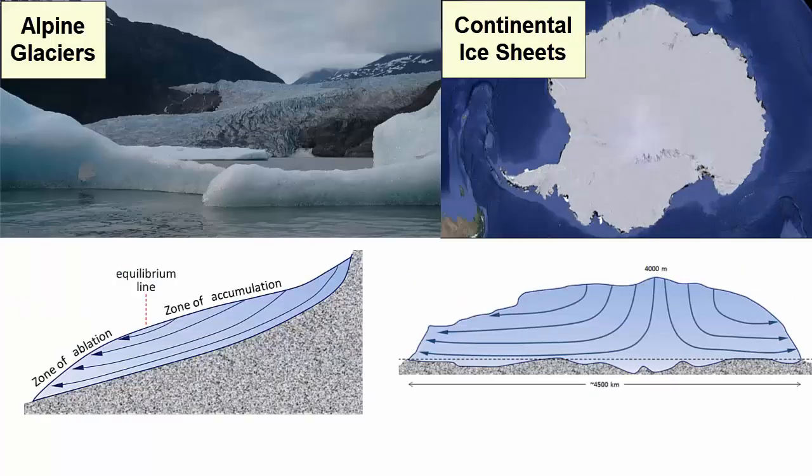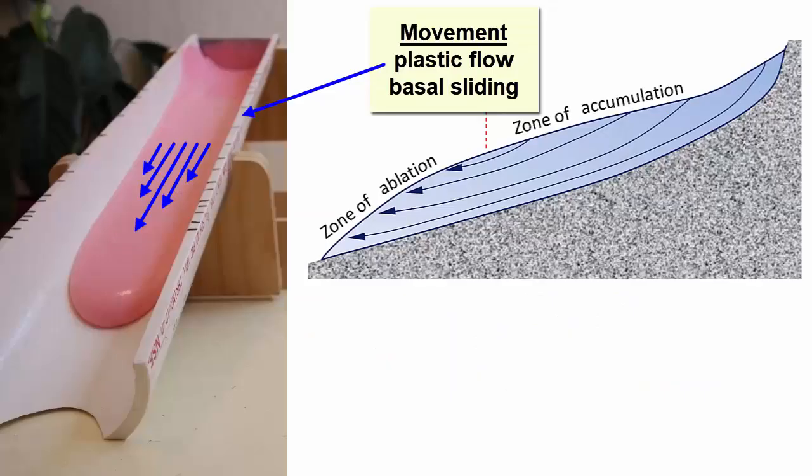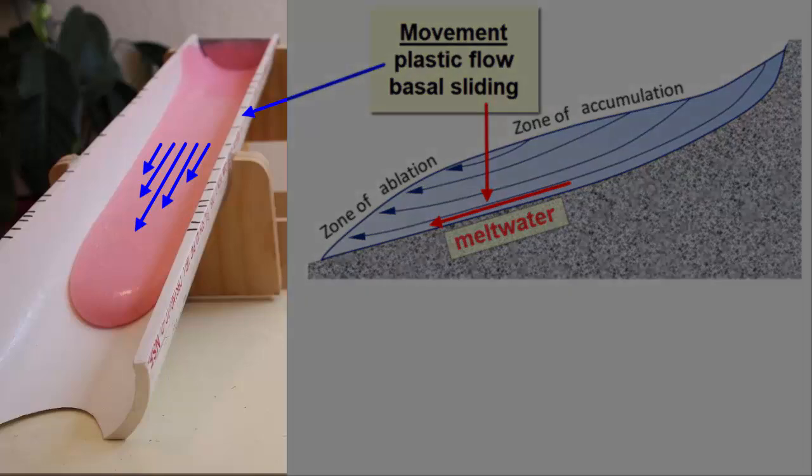Remember, all glaciers will move under their own weight, or they're not considered glaciers. Alpine glaciers move downhill. Continental ice sheets move outward from their center, where the mass of ice is greatest. Glaciers move either through plastic flow or by sliding on a layer of meltwater at their base. When glaciers flow plastically, it's like silly putty. They remain solid, but the solid changes shape over time in response to the forces around it.